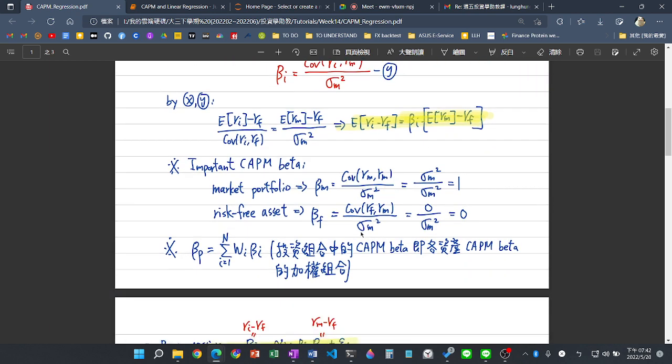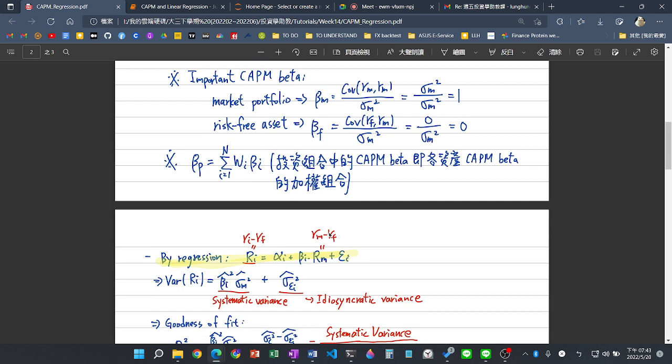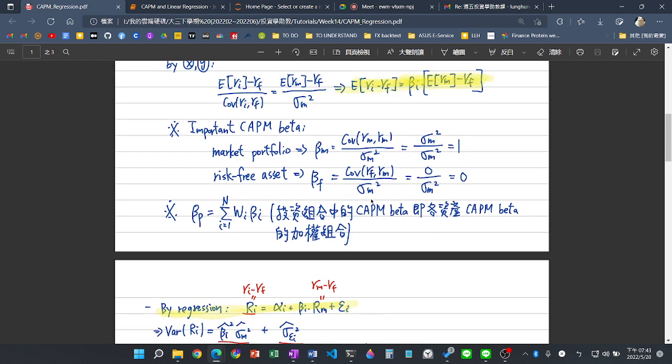The next thing is the risk-free asset. As we know, a risk-free asset is essentially something that gives you a certain cash flow that you would definitely get without any problems, so it will not fluctuate with the market. That means the covariance between the risk-free asset and the market will be 0, and therefore its beta will be 0 too.